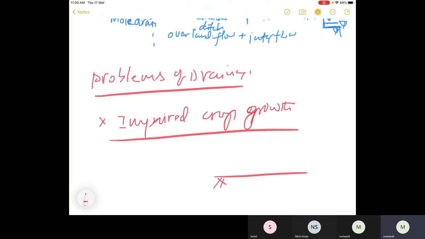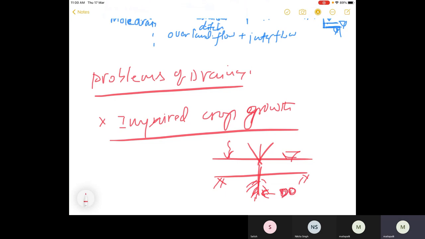Suppose you have the surface and there's a crop, and this is inundated with water. What happens? There is no atmospheric air entry to the soil, so the soil cannot breathe, and it can take the dissolved oxygen which is present in the water. But how long? The dissolved oxygen is going to be consumed.